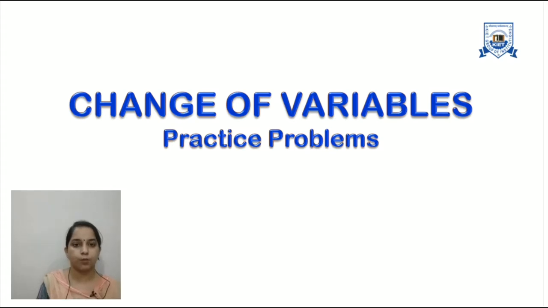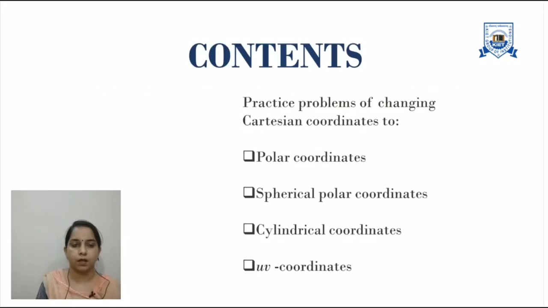In this lecture, I am going to discuss the practice problems of change of variables. The contents of this lecture are practice problems of changing Cartesian coordinates to polar coordinates, changing variables from Cartesian coordinates to spherical polar coordinates, changing variables from Cartesian coordinates to cylindrical polar coordinates, and in the last, changing variables from Cartesian coordinates to UV coordinates under some self-defined transformation.